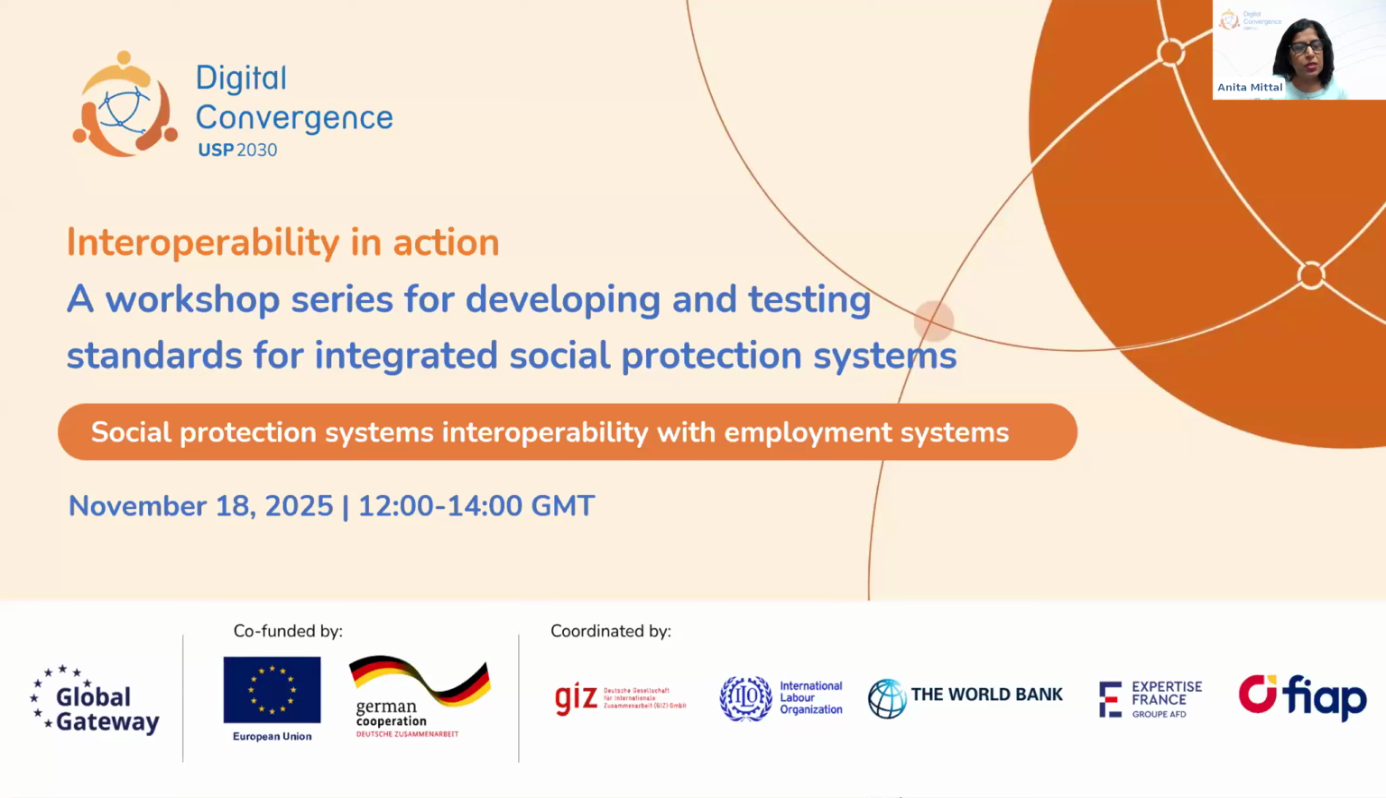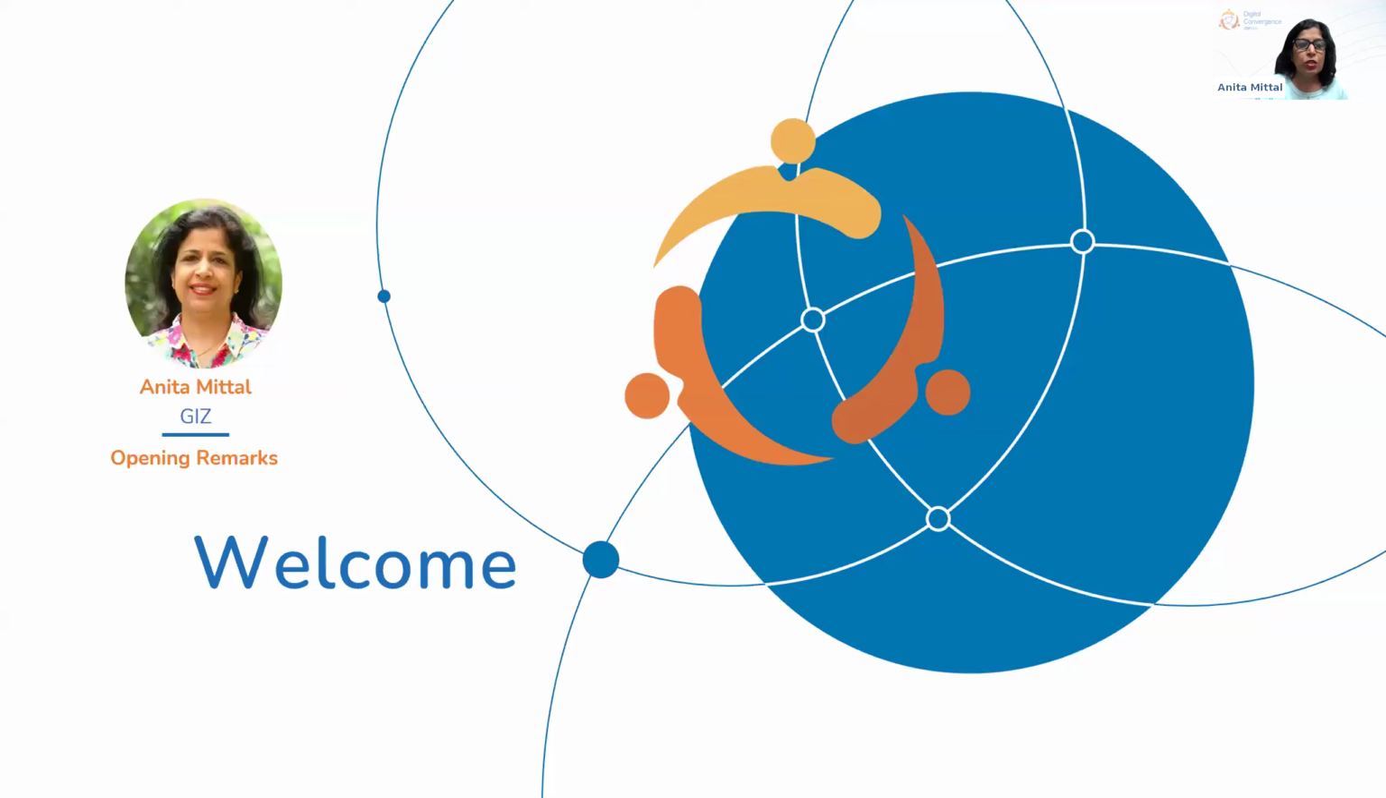So welcome to this Interoperability in Action workshop series, which is coming back to you after a bit of a break. We finished 7 and this is the 8th one in the series. This workshop is on social protection systems talking to interoperability systems, employment systems.